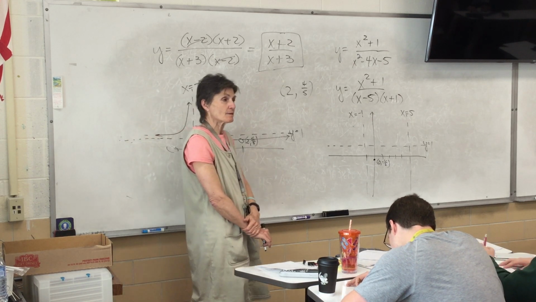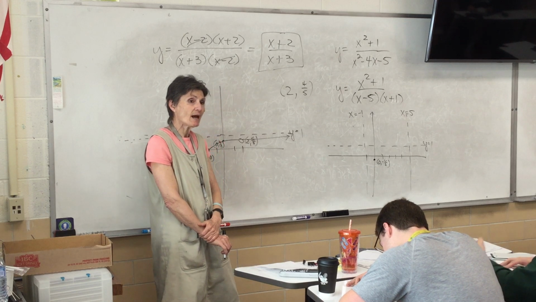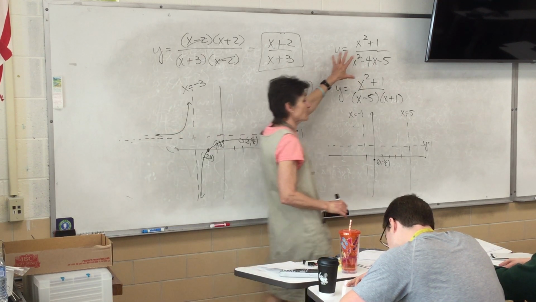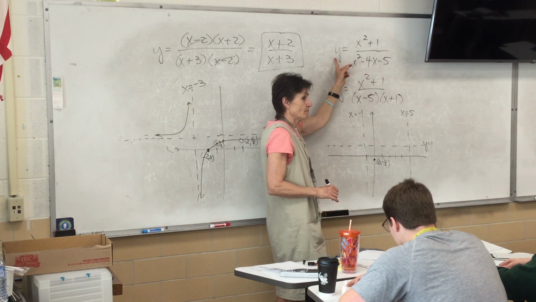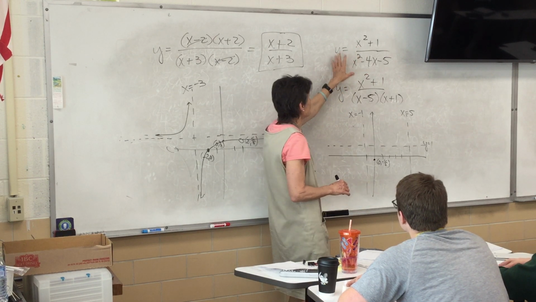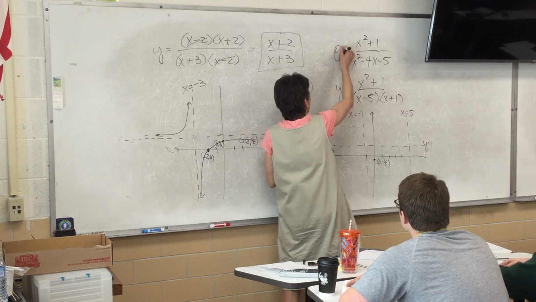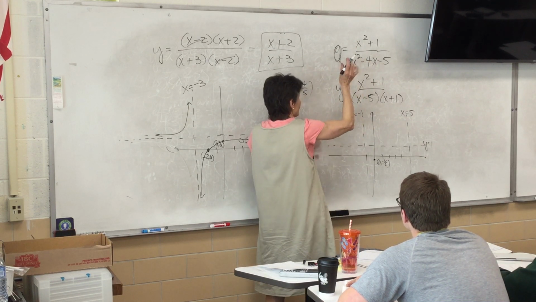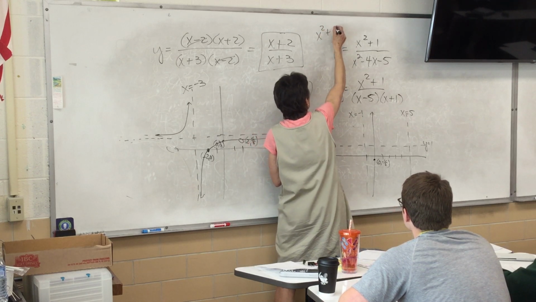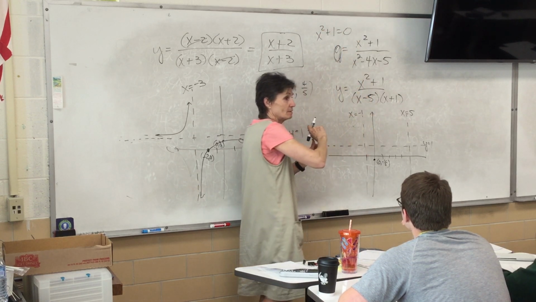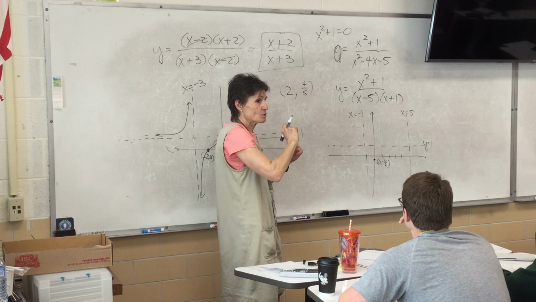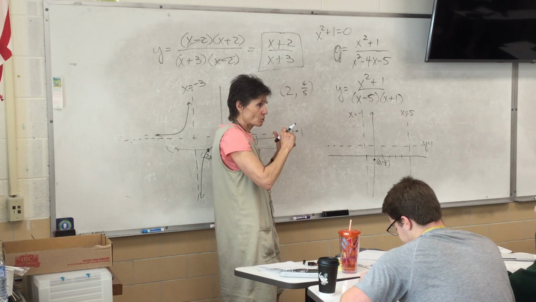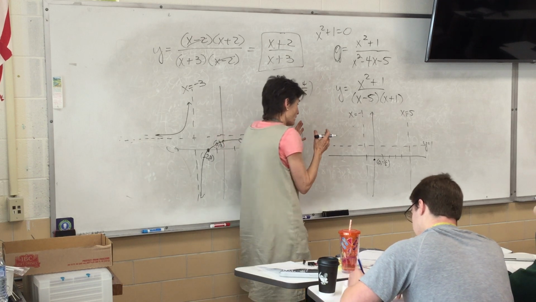Are there any x-intercepts? Is there any value of x that would make this fraction equal 0? No, I mean, if you think about it, if you said, okay, I need this to be 0, you would multiply this over and it would be gone, and you'd be left with this equation right here. When you solve that, what happens? It's imaginary. So there are no x-intercepts.